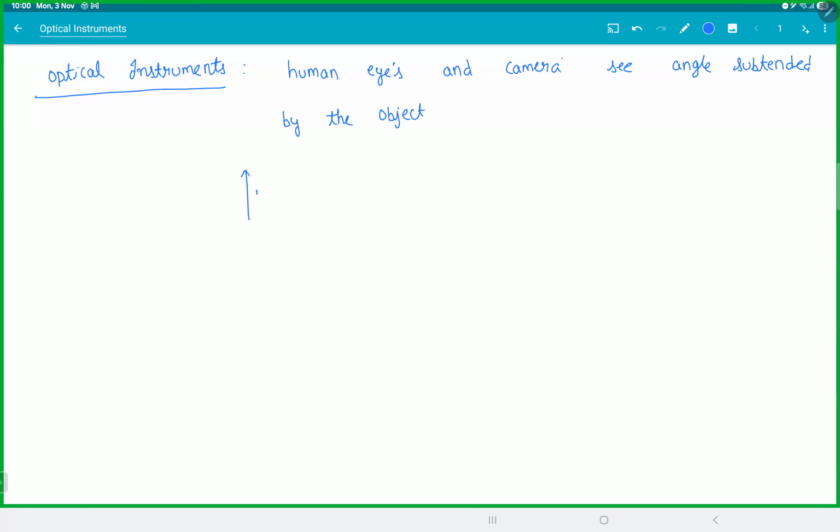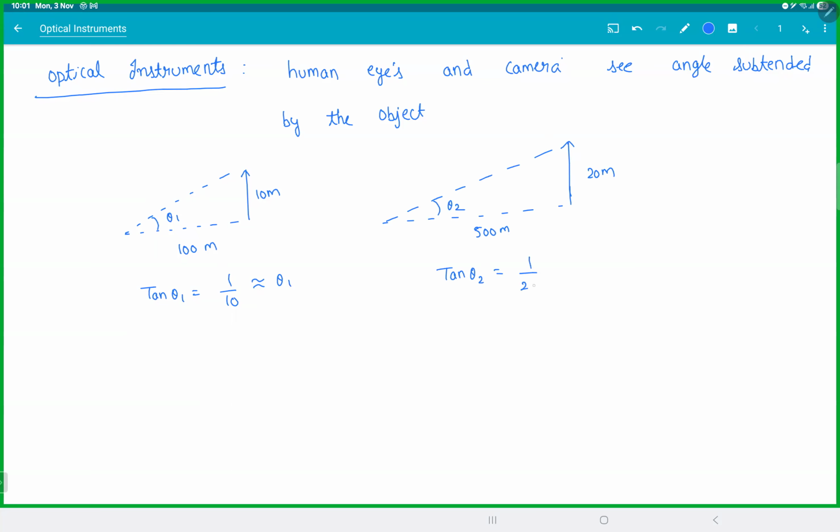So if you have a tree here which is 10 meters, and let's say this is at a distance of 100 meters, this angle be theta 1. So tan theta 1 is 1 by 10, approximately theta 1. Let's say another object is 20 meters, but you're looking at it from 500 meters. Here tan theta 2 is 1 by 25. So you can clearly see, since theta 1 is greater than theta 2, the 10 meter object looks bigger than the 20 meter one.